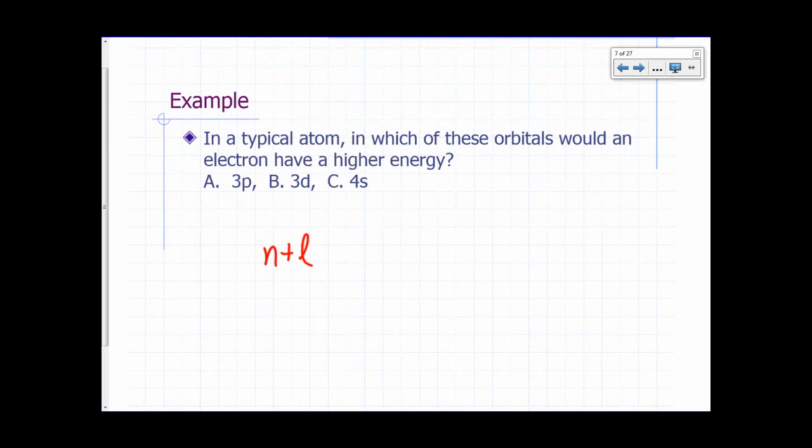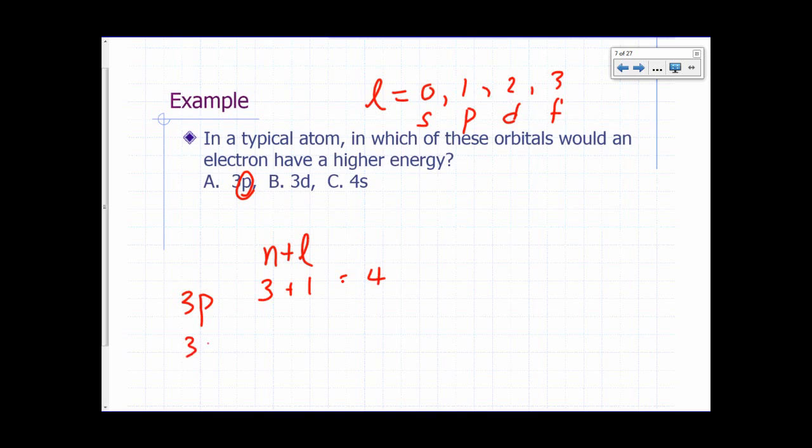So n plus L for 3p. For a 3p orbital, n is 3, and remember L is a code for s, p, d, and f, the quantum number L. If L is 0, you're dealing with an s orbital. If L equals 1, you have a p orbital. If L equals 2, you call that a d orbital. If L equals 3, you call that an f orbital. Okay, so a p orbital would have L equals 1, so 3 plus 1 would be 4.